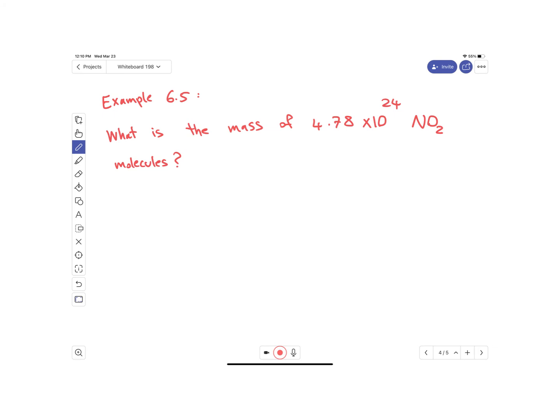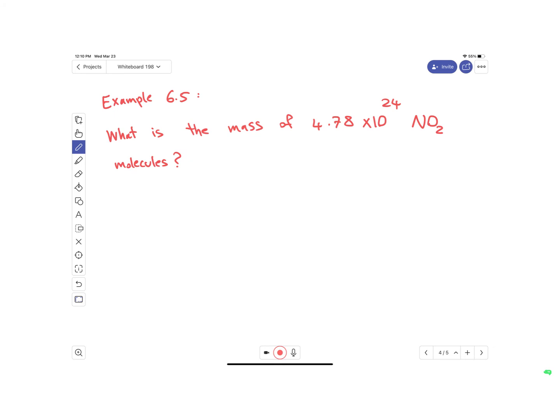Equal sign to what we are given. What did the question give us? What information do we have? 4.78 times 10 to the 24. Exactly, so we write that. So this is the first step when we want to solve the question.